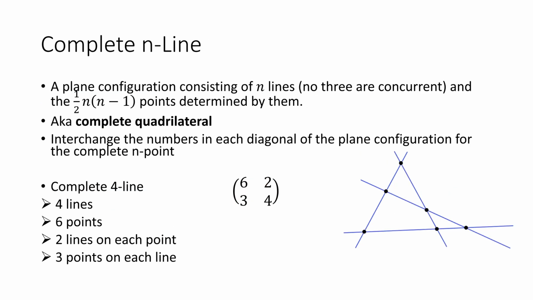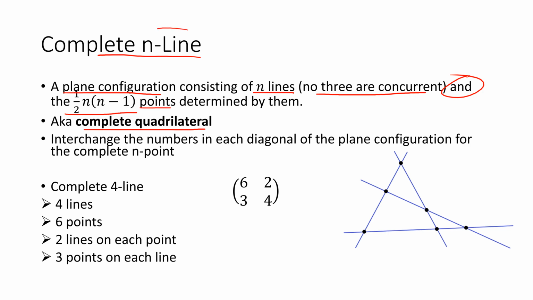This time we have the complete endline. It is also a type of plane configuration, but this time it consists of n lines, no three of which are concurrent, and the 1/2 times n times (n minus 1) number of points determined by the set of lines. The complete endline is also known as the complete quadrilateral.